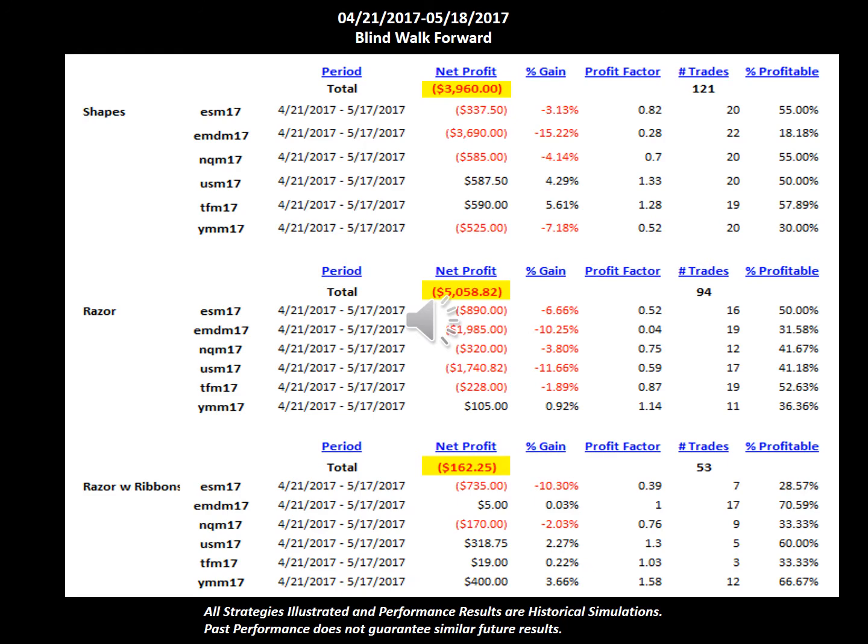Here's the results for each of the three major systems: shapes, razor with ribbons, and for each of the individual markets. We can see razor with ribbons lost about $162, which is a scratch when you're doing 53 trades, includes slip and commission. And the other two, they took a pretty good hit this month.